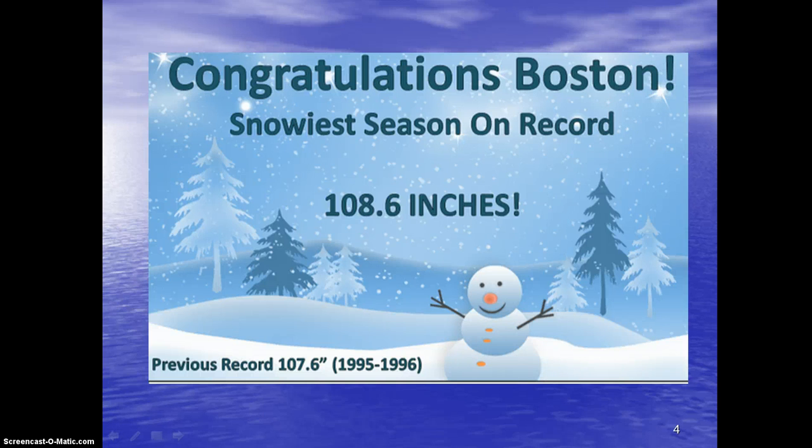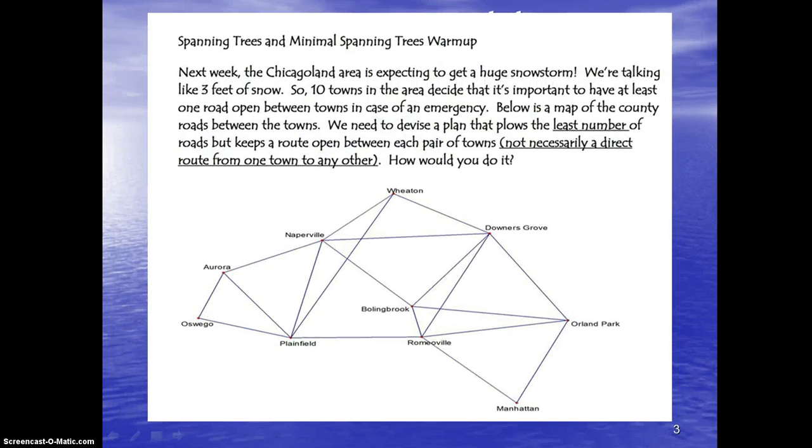All right, so anyway, we are about to learn something today called spanning trees and minimum spanning trees. Part of why we would want to do something like this would be for a situation like this. Chicagoland is expecting a huge snowstorm, like 3 feet of snow. So the 10 towns got together and said, here's our emergency plan. We're just going to pave a road between the various cities so that we plow the least number of roads but keep a route open between each pair of towns. It does not have to be a direct route though.